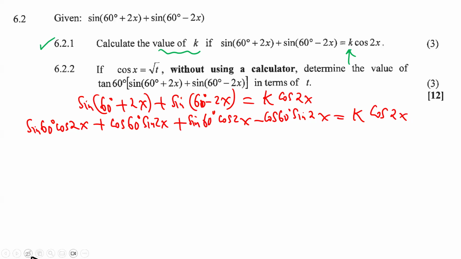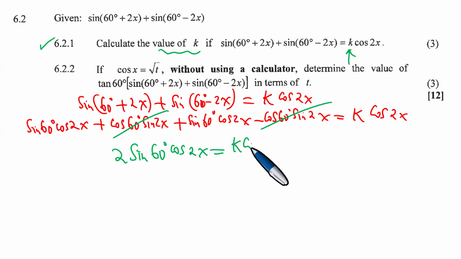Okay, what do we do next, Noel? What do you suggest we do? Sine 60 is the square root of 3 over 2. Okay, good. But before that, cosine 60 sine 2x and cosine 60 sine 2x cancel out. And we have the sine of 60 cosine 2x terms, which are like terms. If we add them up, we have 2 sine 60 cosine 2x, and this is k cosine 2x.